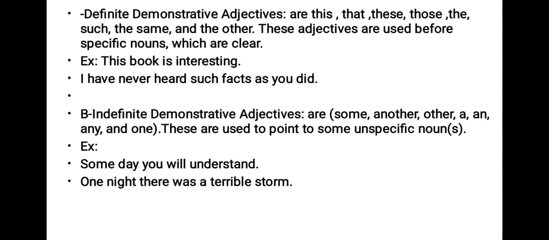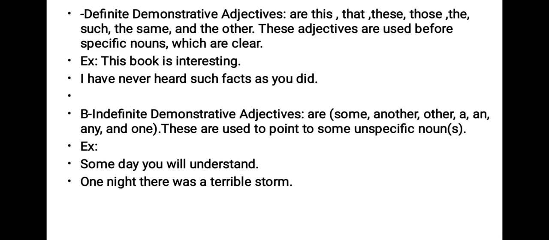So here this is pointing out the book that is interesting. So it is a demonstrative adjective. Indefinite demonstrative adjectives are some, another, other, a, an, any, and one. These are used to point to some unspecific noun. Definite demonstrative adjectives point to something specific, like this book is interesting. There are many books, but this one is interesting. And indefinite demonstrative adjectives are used when we are pointing out some unspecific nouns.